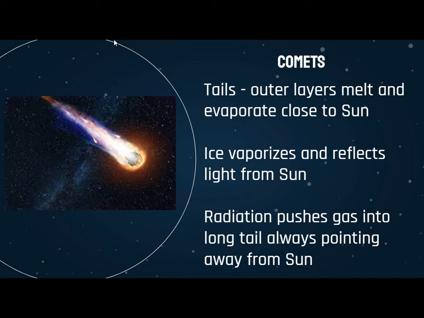Comets will always have a tail, and that tail will always point away from the sun. What happens is the outer layers of the comet melt and start to evaporate as it gets close to the sun. That ice vaporizes and it reflects light from the sun.